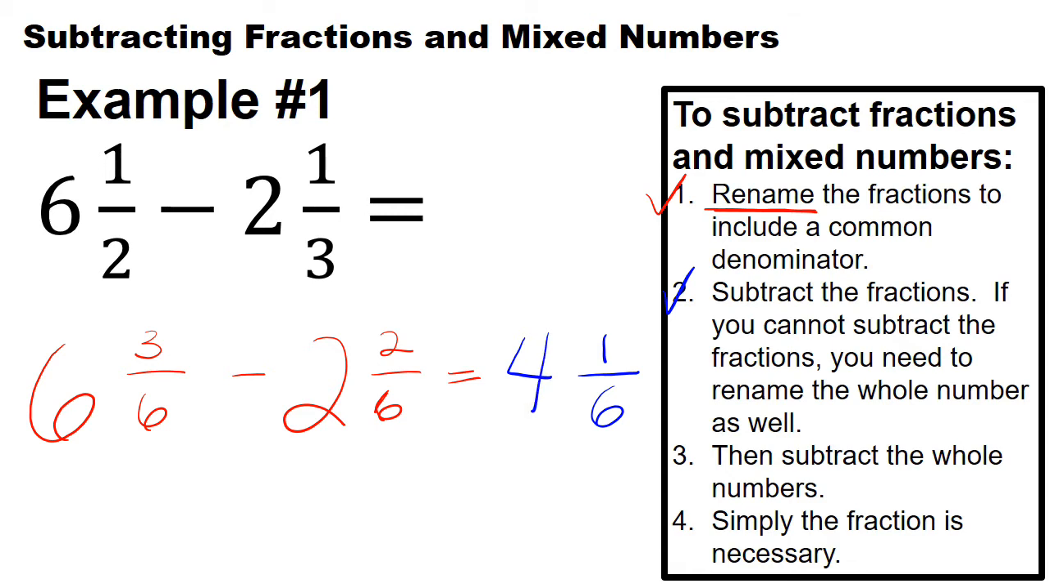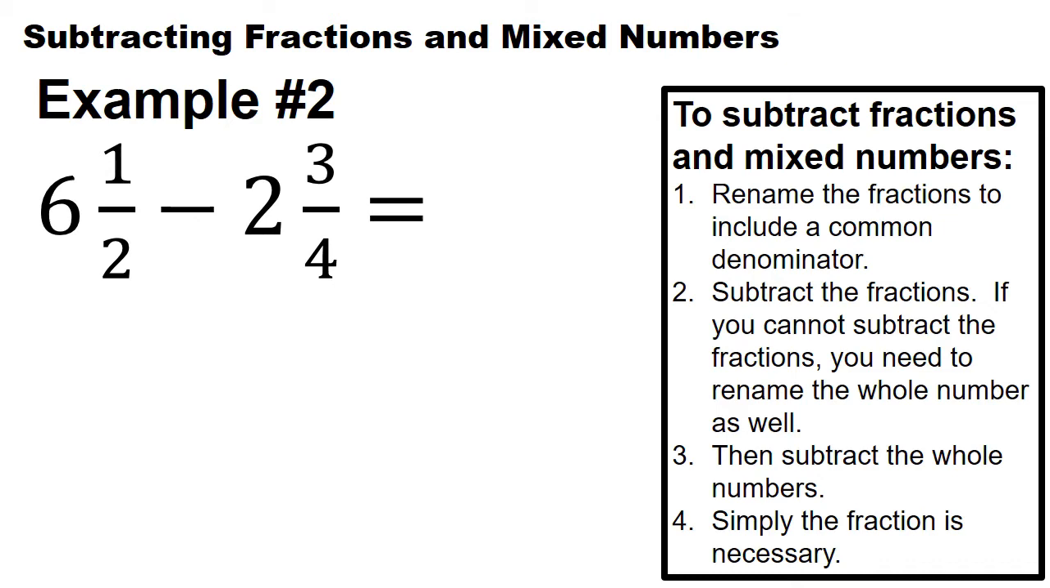And last but not least, we need to make sure we simplify if necessary. Everything is simplified. So our final answer: 6 1/2 minus 2 1/3, when we subtract those, we get 4 1/6.